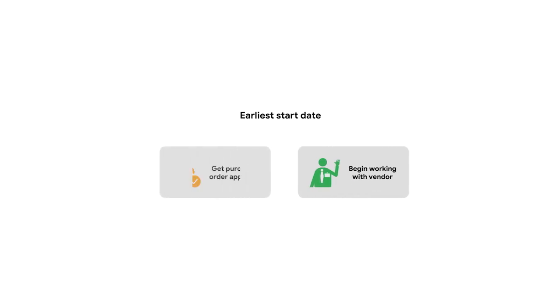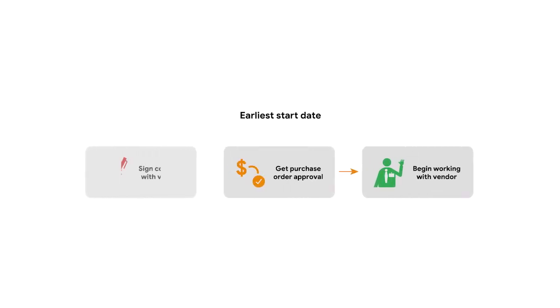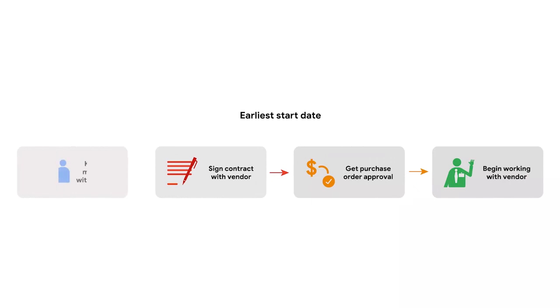For example, if you're working with a new vendor, you need to wait until contracts are signed and the purchase order is approved and created before the vendor can start. Let's say that, at Office Green, this process can take about 3 weeks. Based on this information, you can determine that the earliest start date for your vendor will be 3 weeks from the kickoff meeting with your vendor.